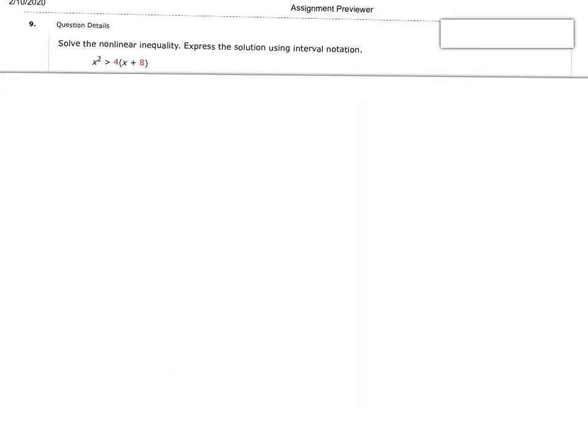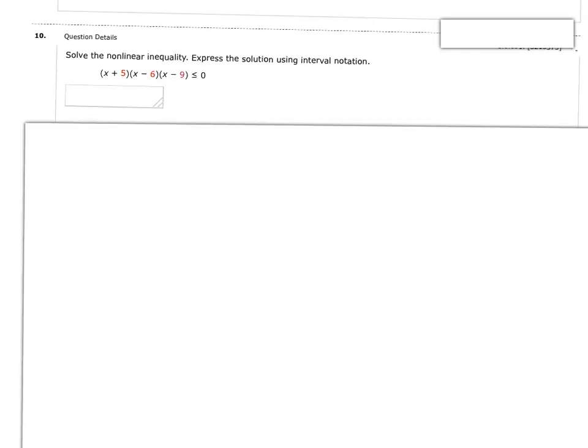All right, next up here, we'll go ahead and distribute this 4 in. So we get x squared is greater than 4x plus 32. And then I'll move everything over to the left side. And then I would go ahead and factor it and do my test points from there. All right, this one's already factored with 0 on one side, so that's nice. So I'm just going to go right to my number line and do my test points.